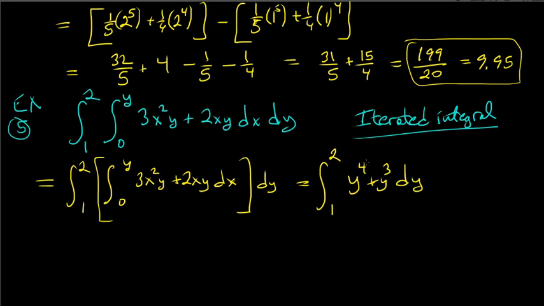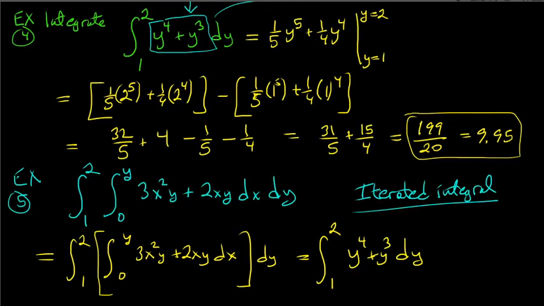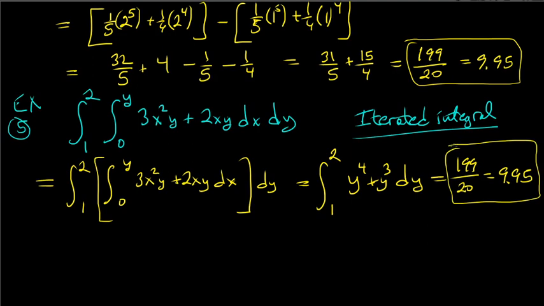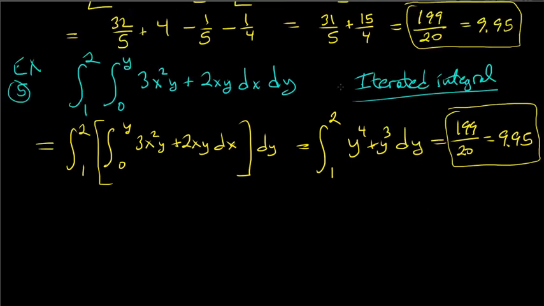So now we have to do the outside integral. And again, we did that already too. That was example 4. And we have our answer, 199 over 20, or 9.95, whichever you prefer. So when you do an iterated integral, you do get a number. And what that number means, I think we'll talk about in the next section, in the next video. For now, just suffice it to say you should get a number if this is done correctly.